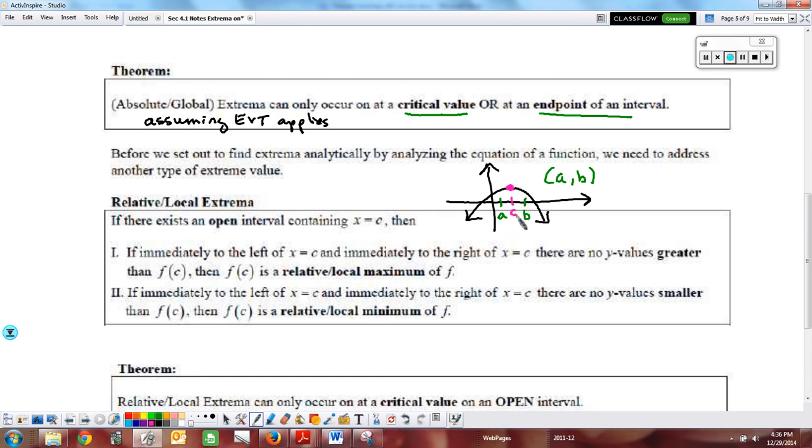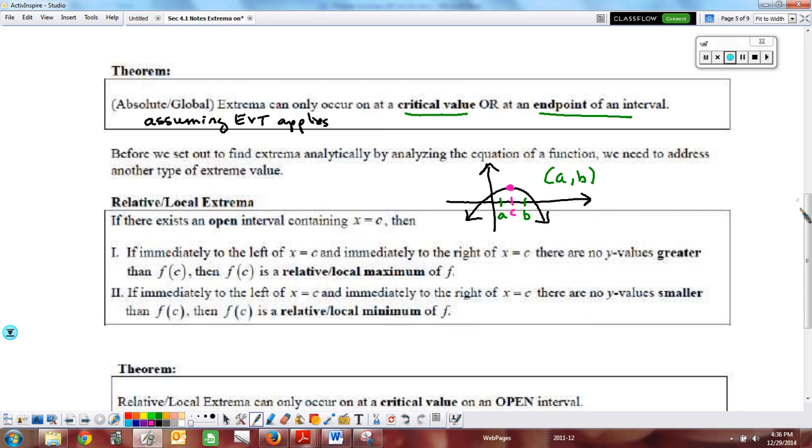So for some c that is in this open interval, if I look immediately to the left and immediately to the right, if there are no y values larger than the y value for c, then f of c is a local max. A fancy way of saying what you already know. And if there are no y values smaller, then it is a relative or local min.